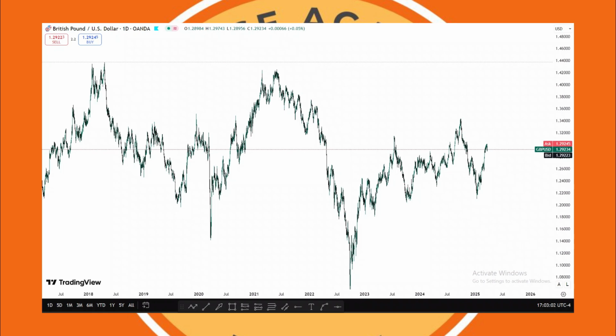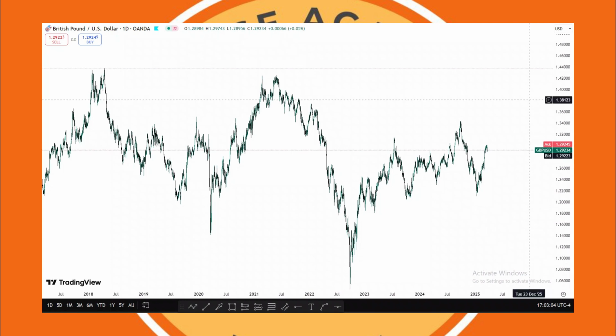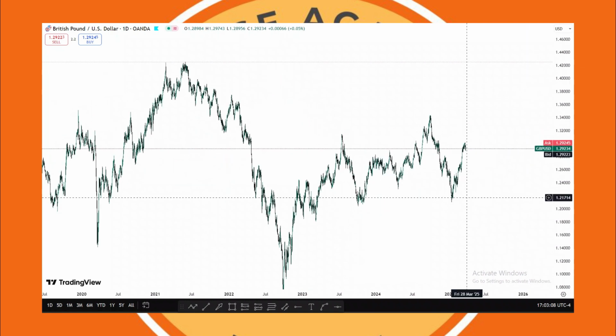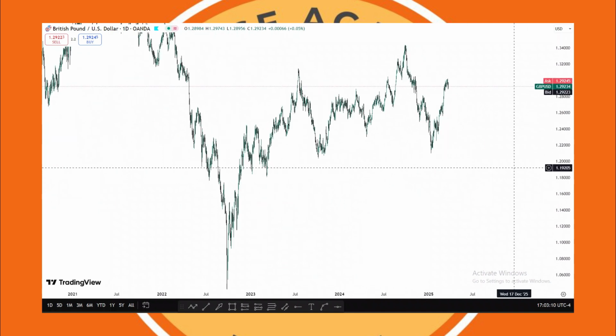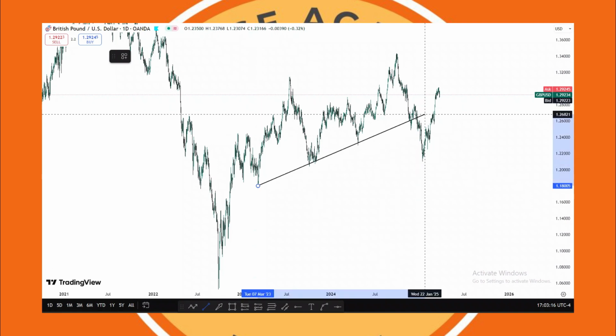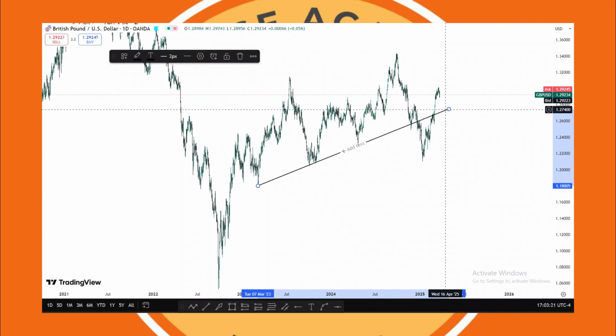In this video, I'm going to be analyzing GBPUSD. So we're just going to get into it. I'm already on the daily time frame to see what's going on. I think we can all see this trend line liquidity here.